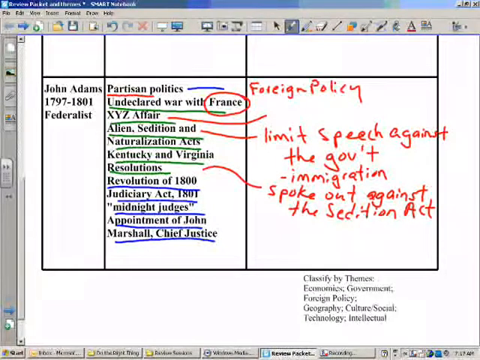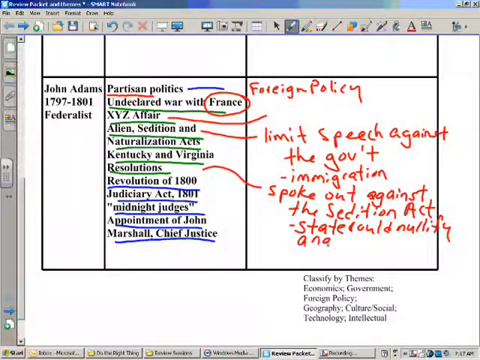nullify a national act within its own boundaries, not for other states. And Kentucky and Virginia both passed these resolutions written by Thomas Jefferson and James Madison. Now that Sedition Act and those naturalization acts towards immigrants and immigrations would stick around until Adams would lose the election in 1800.